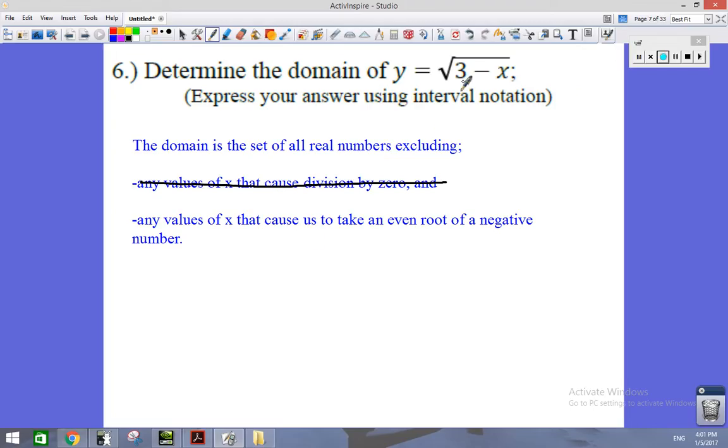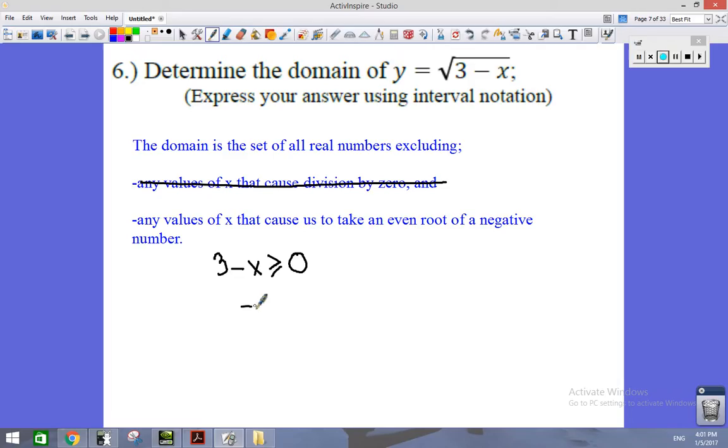So the value of x will determine what the result of this subtraction is. 3 minus 0 is just 3. 3 minus 4 is negative 1. I have to avoid things like that. I have to make sure that whatever value of x you plug in, you get a result that's either 0 or positive. So let's solve this inequality for x.